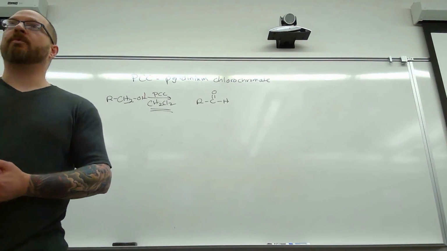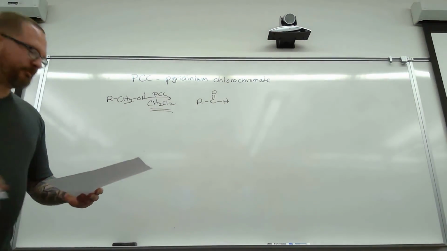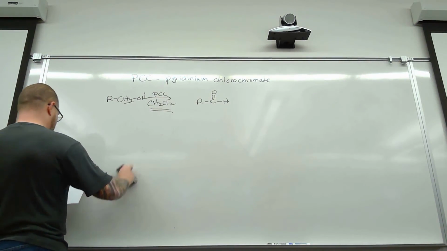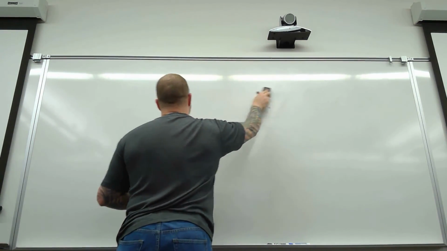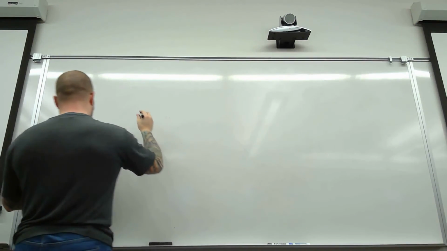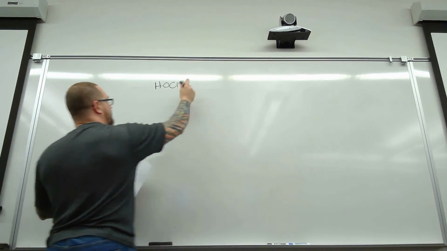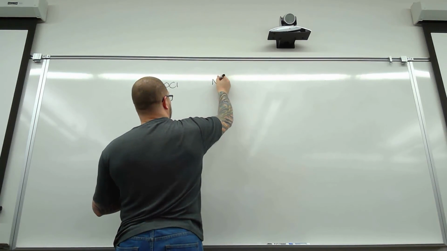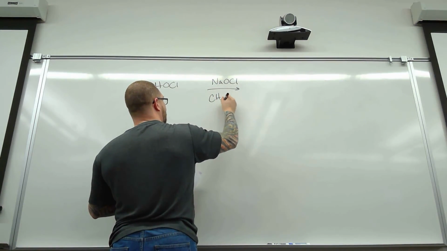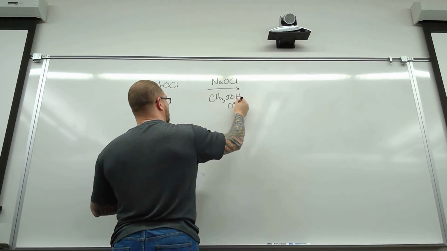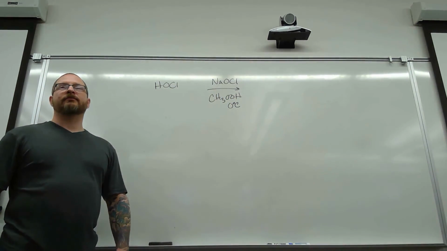Let's see. Oh, geez. 2 minutes left. Hypochlorous acid. So these chromium compounds are expensive to dispose of because they're a little toxic. So hypochlorous acid, HOCl, which you produce with sodium hypochlorite in the presence of acetic acid at 0 degrees Celsius. What's sodium hypochlorite? Bleach.